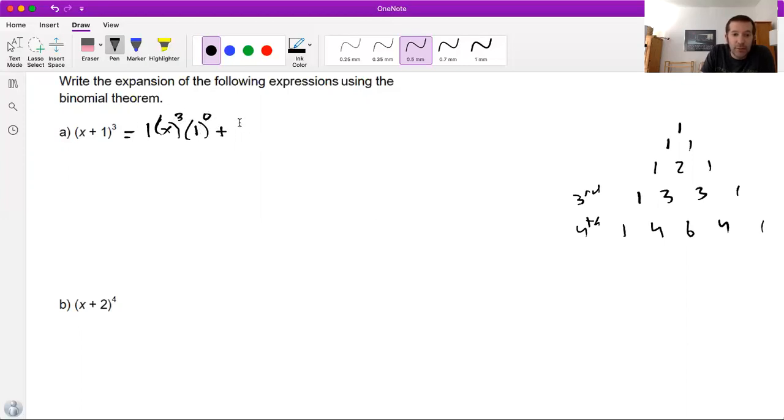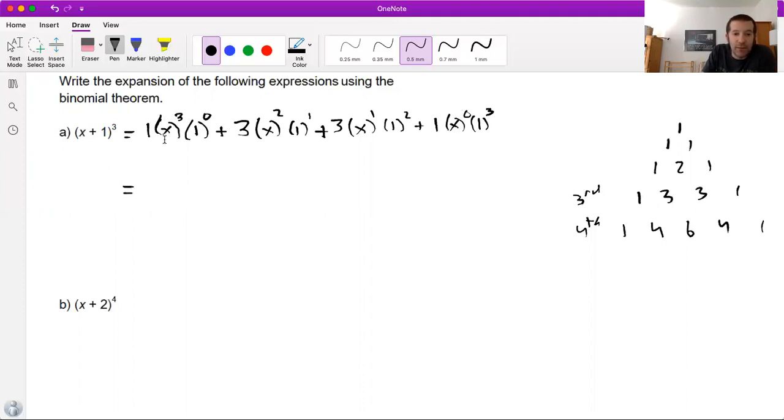The next one is going to be the second coefficient, which is 3 times x now to the 2nd power, and then 1 to the 1st power. Again, this one went down by 1, that one goes up by 1. I'm going to take the next coefficient in my row, which is 3, times x to the 1st, that goes down by 1, and then times 1 squared. And then my last coefficient is always 1. It's always x, which has now become a 0 power, and the 1 is raised to the 3rd power. You can see the exponents have exchanged by the time they get to the end. x was 3 and 1 was 0. Now x is 0 and 1 is 3.